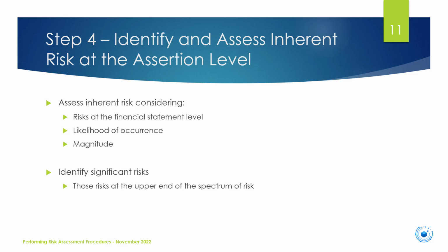So inherent risk is going to be assessed on a spectrum of risk. And this recognizes that some risks are much more likely and have a more significant impact on the financial statements if they were to happen. And those risks would be on the upper end of the spectrum of risk, and we are calling those significant risks. So risks identified as significant risks will require procedures to be performed that address the risk specifically.